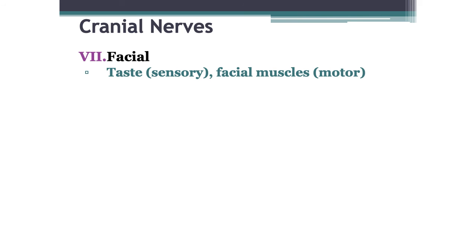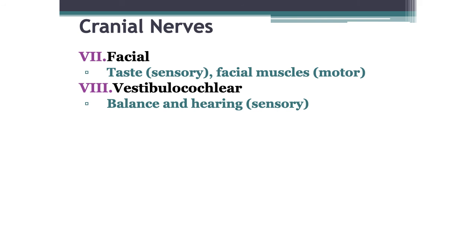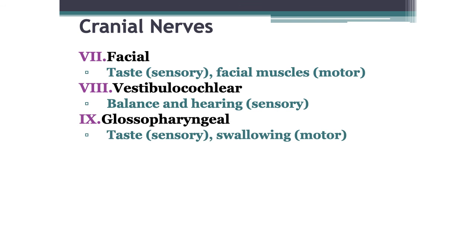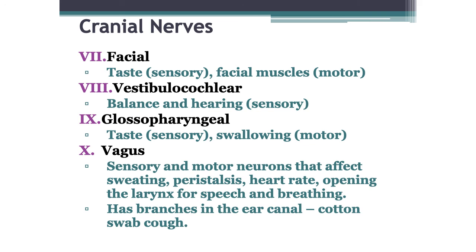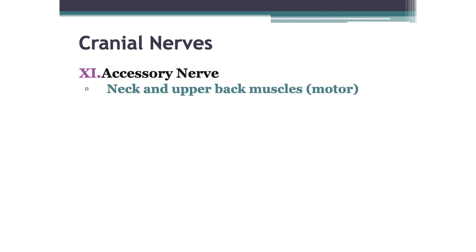All right, cranial nerves again. So we have more. Here's 7. Facial is taste. All right, we have balance and hearing. We have taste, and we have sensory is the 10th. Okay, and then we have accessory nerves, the neck and upper back muscles, and then we have the tongue nerve.